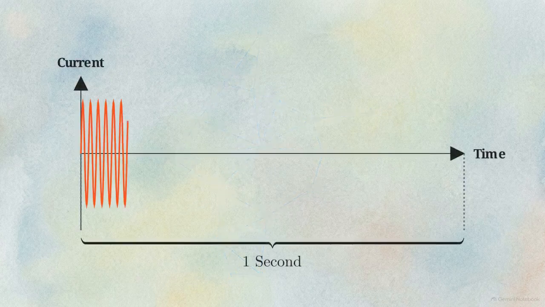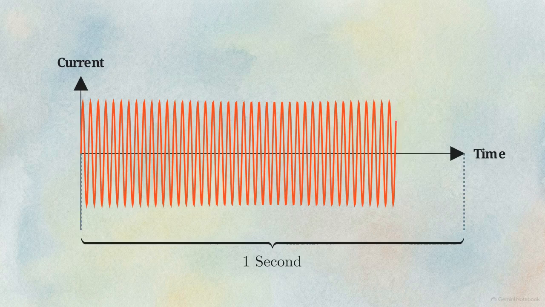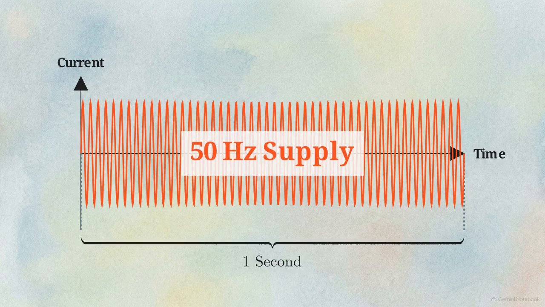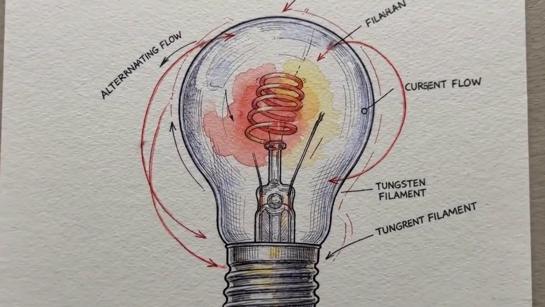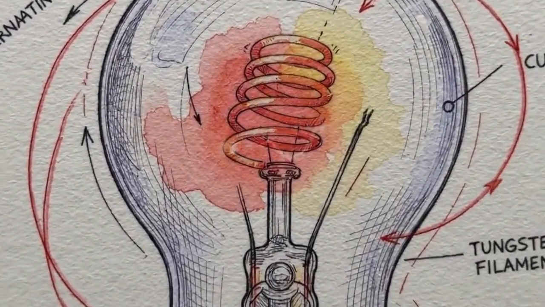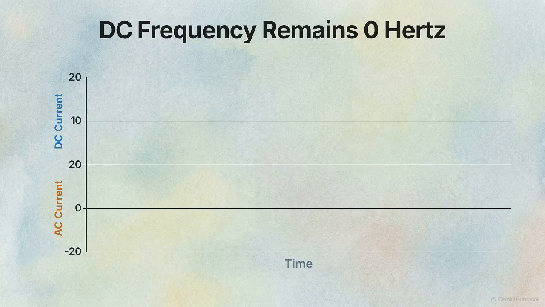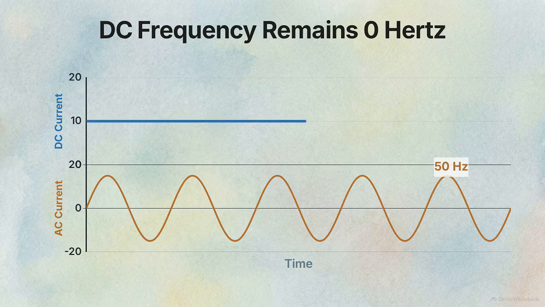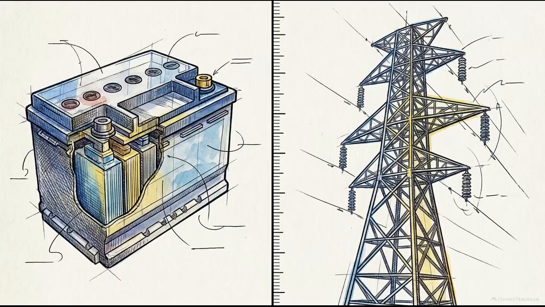The strict standard for the Indian domestic AC supply is 50 Hertz. This means the current flowing through an Indian home completes 50 full cycles, pushing and pulling, every single second. By contrast, because DC never cycles and remains a flat line indefinitely, its frequency is 0 Hertz. The metric of Hertz creates a permanent, measurable mathematical boundary between battery systems and the grid.